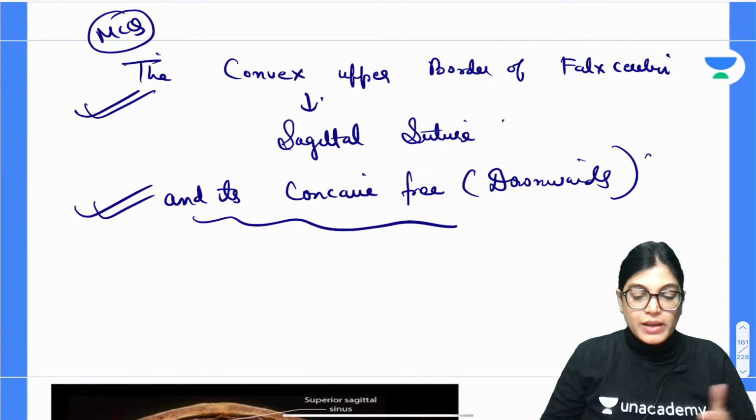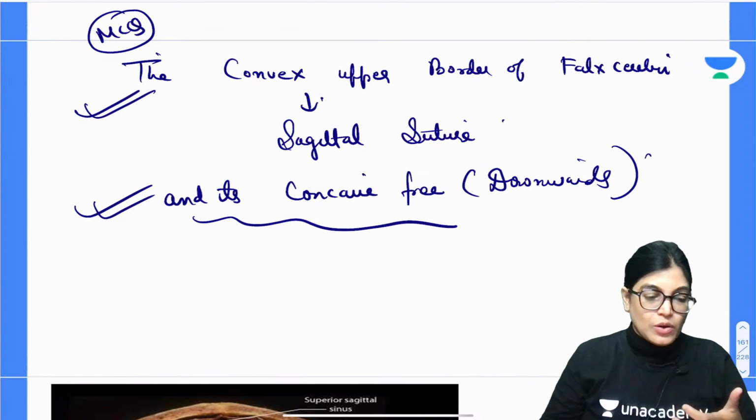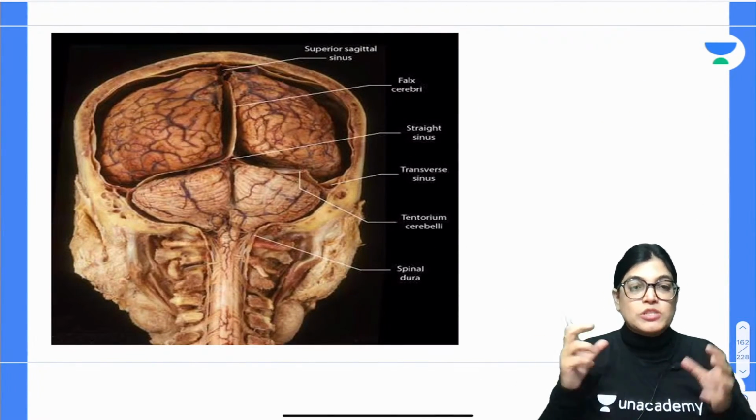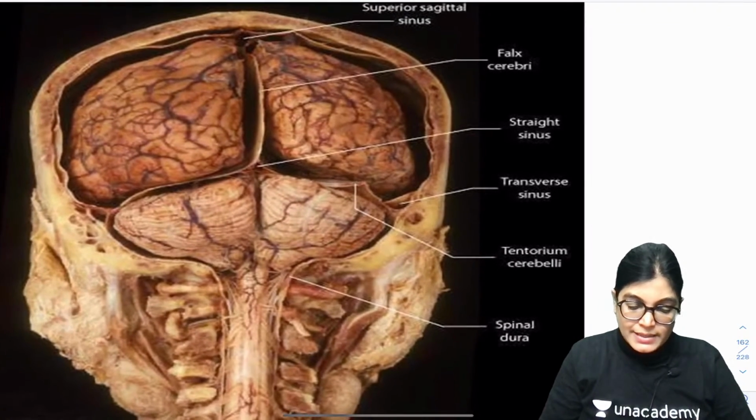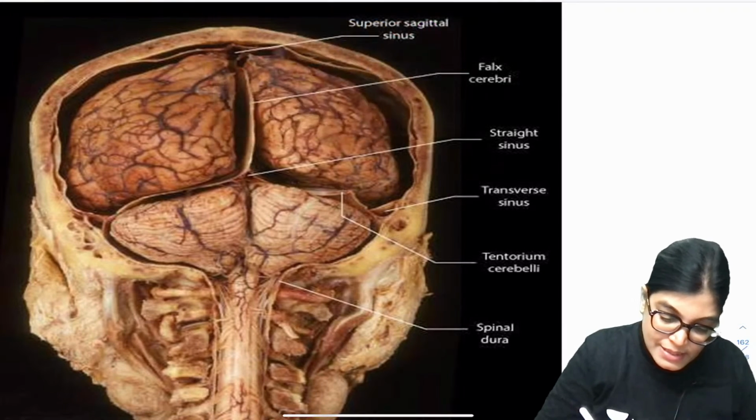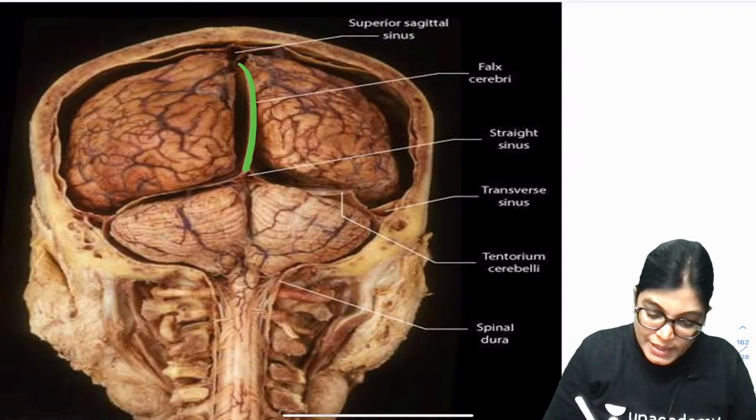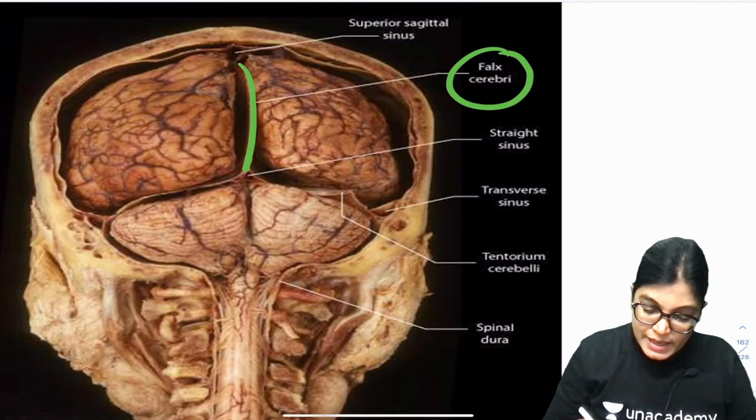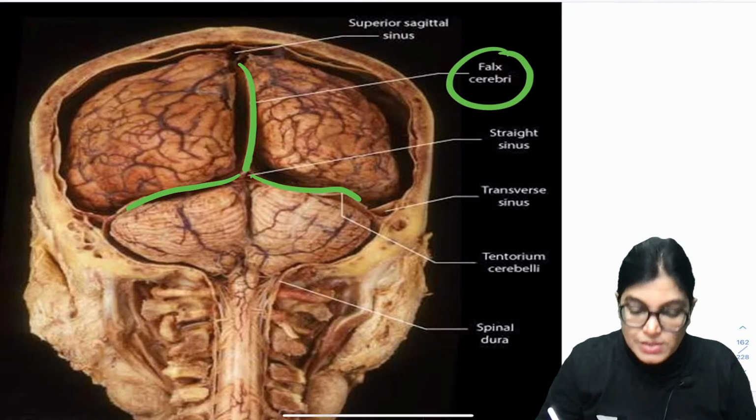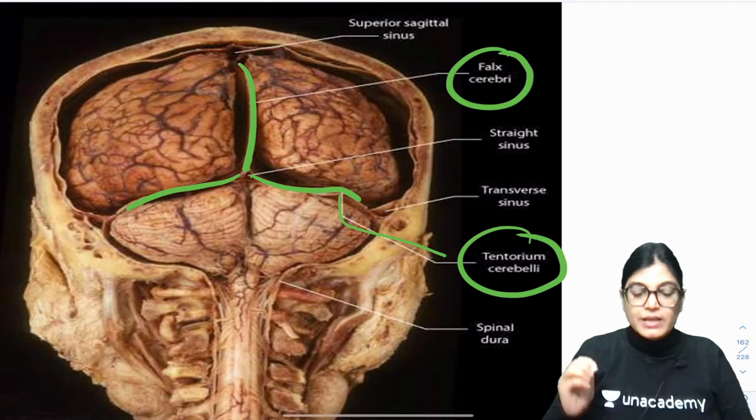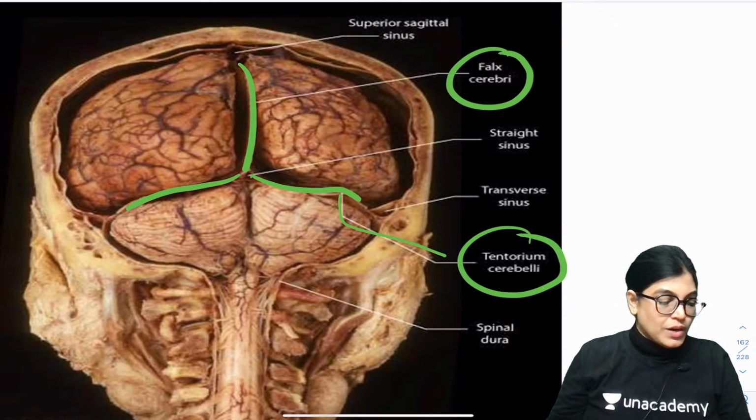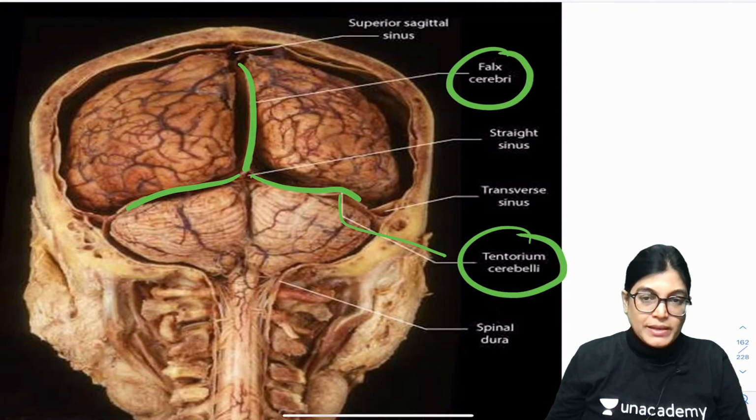Now the other important point is what does it enclose? So I want to show you the posterior view of the falx cerebri. See here, let me highlight this diagram, which is again a cadaveric image. Here you can see the posterior end of the falx cerebri resting over this dural fold. And what is this dural fold? This is the tentorium cerebelli. Very nicely you can appreciate the posterior end of the falx cerebri is resting over the tentorium cerebelli.